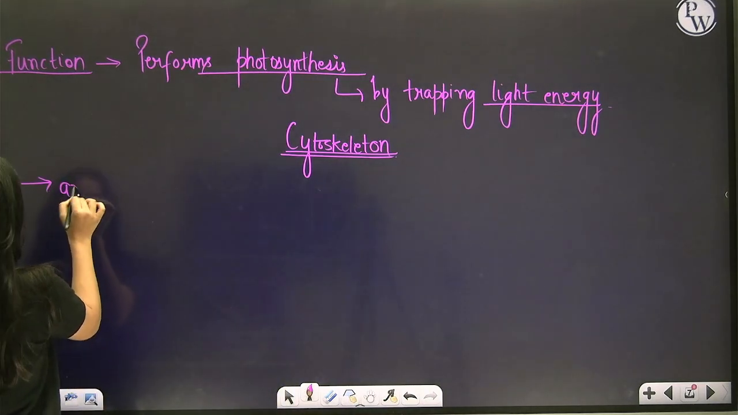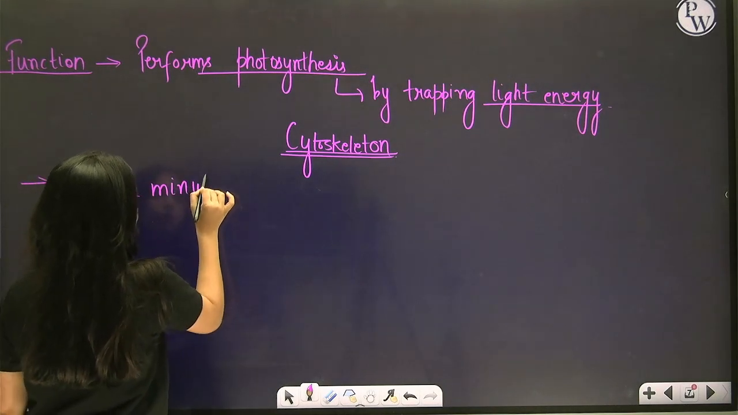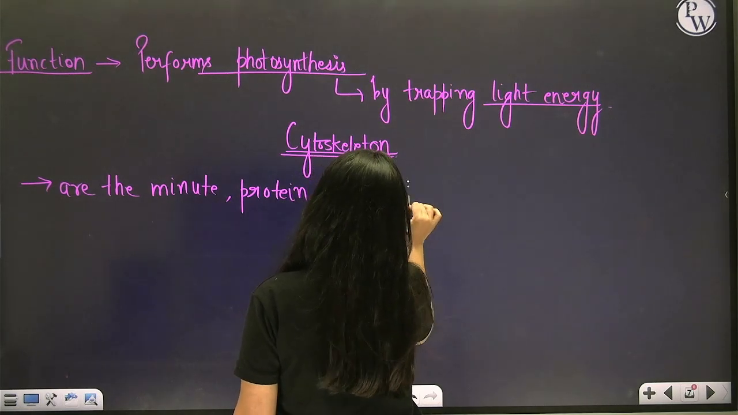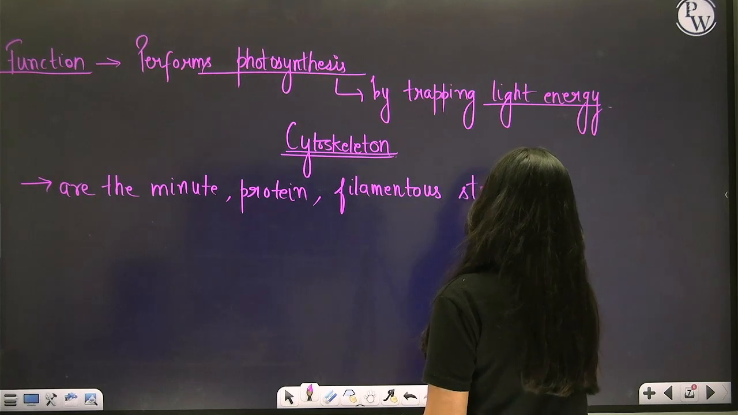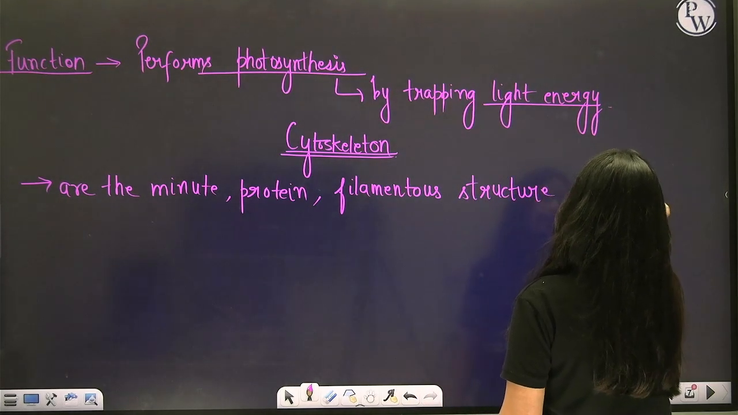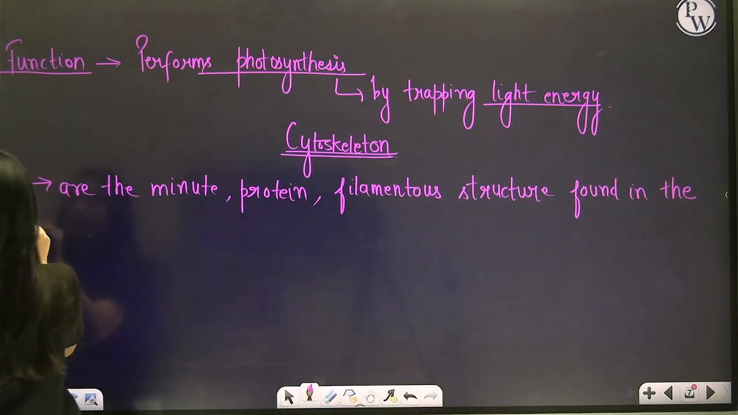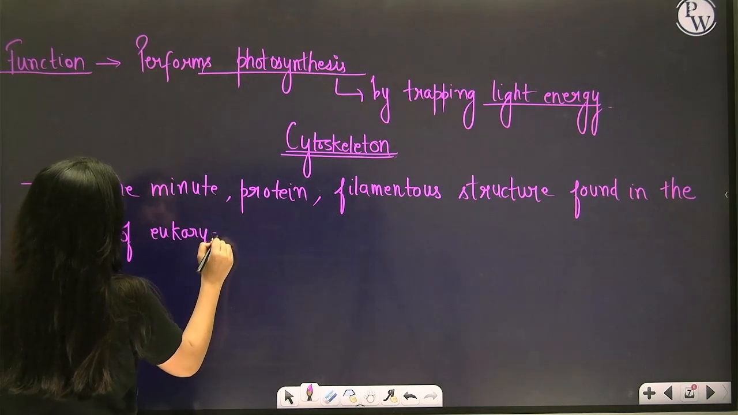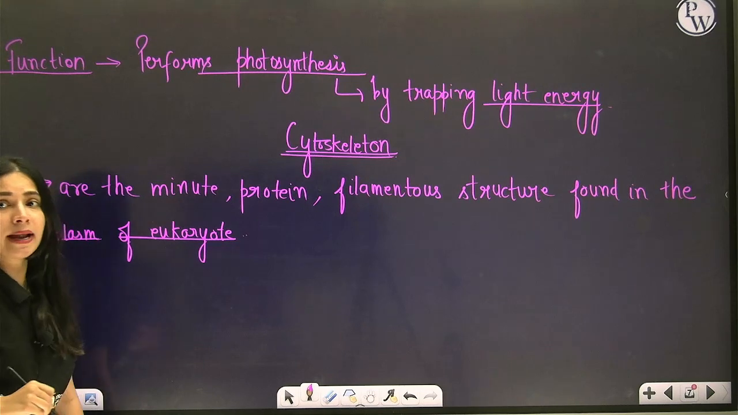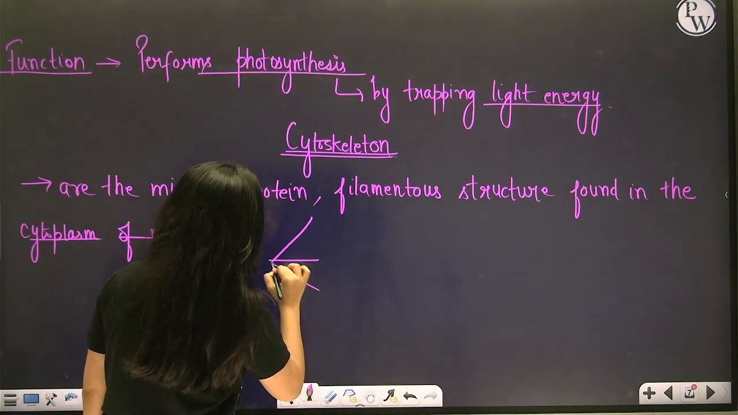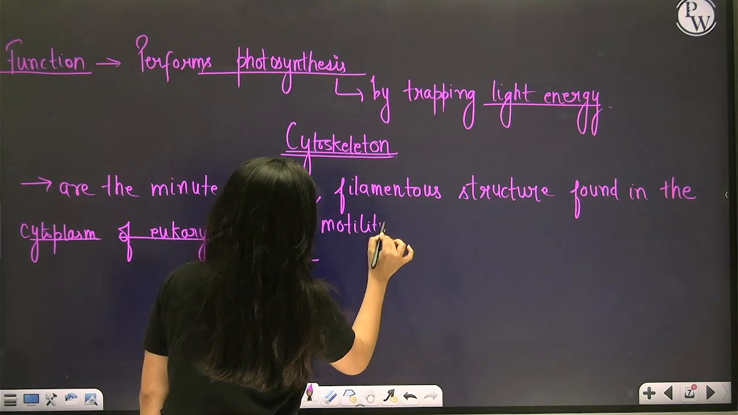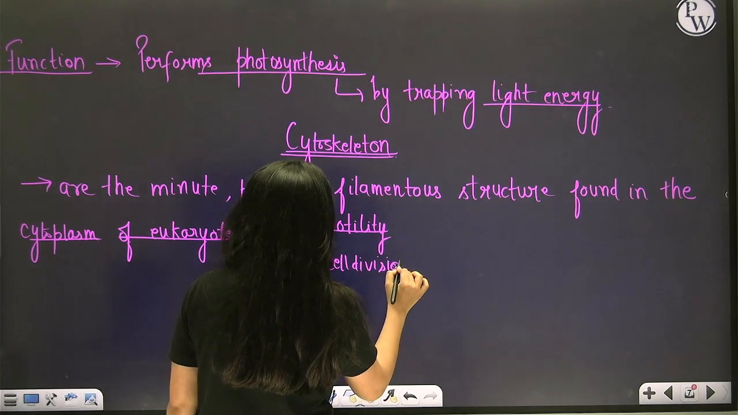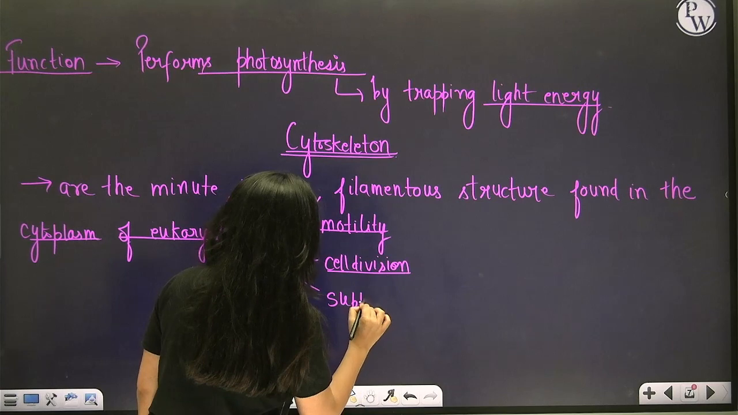Okay, what will you write? These are the minute proteinaceous filamentous structures found in the cytoplasm of eukaryotes, responsible for different roles like motility, number one. Second, apart from motility, they also help in cell division. Third, providing support to the cell.